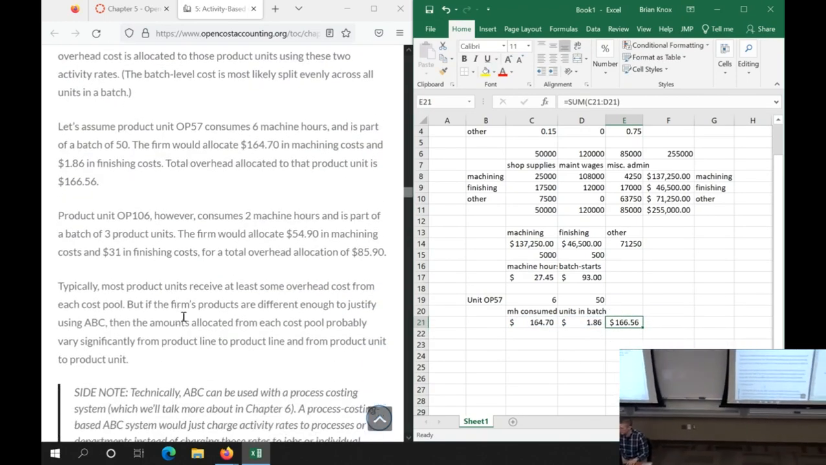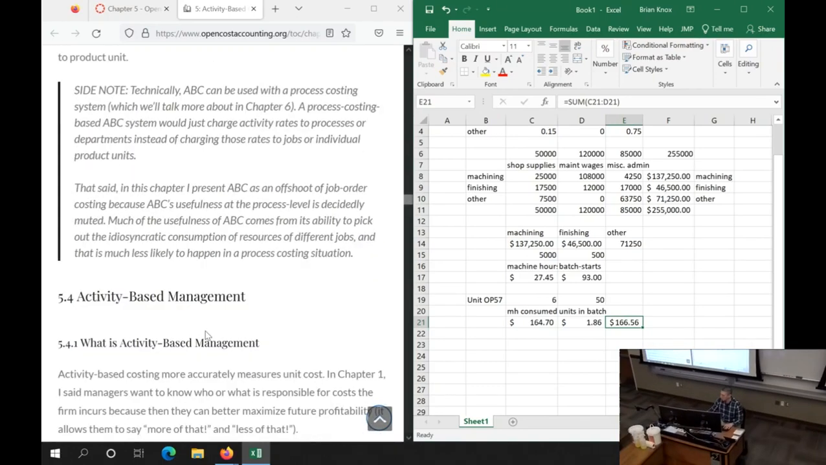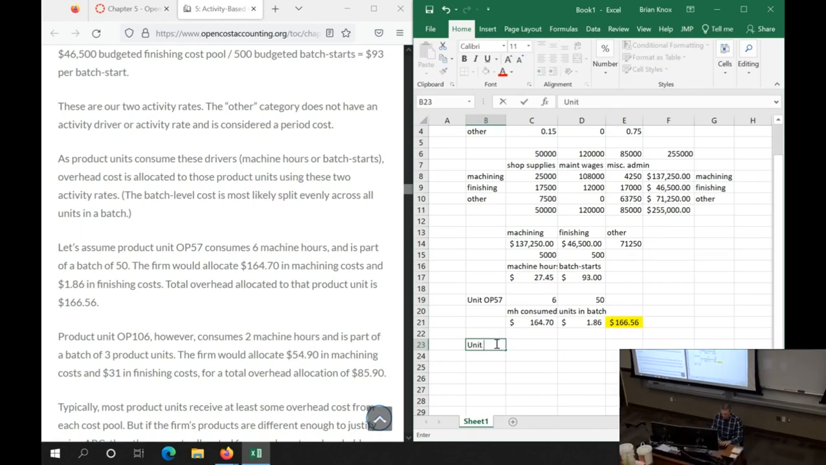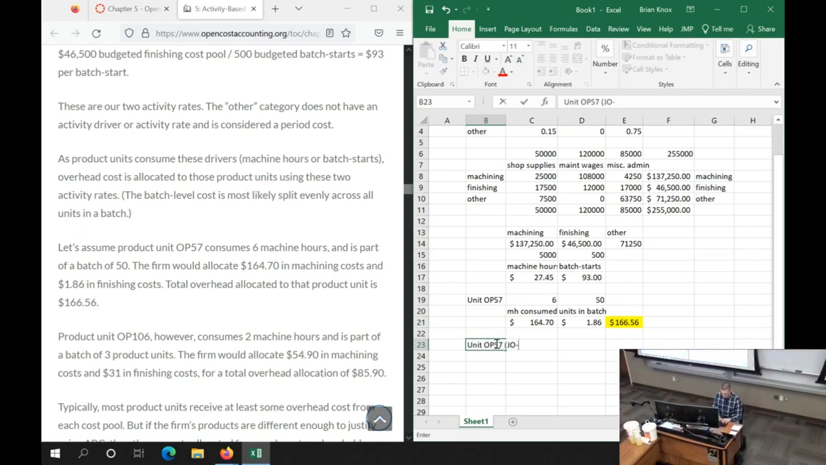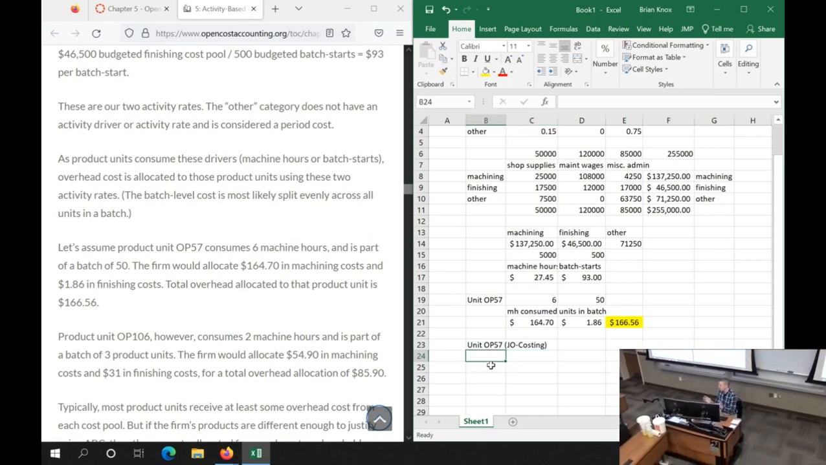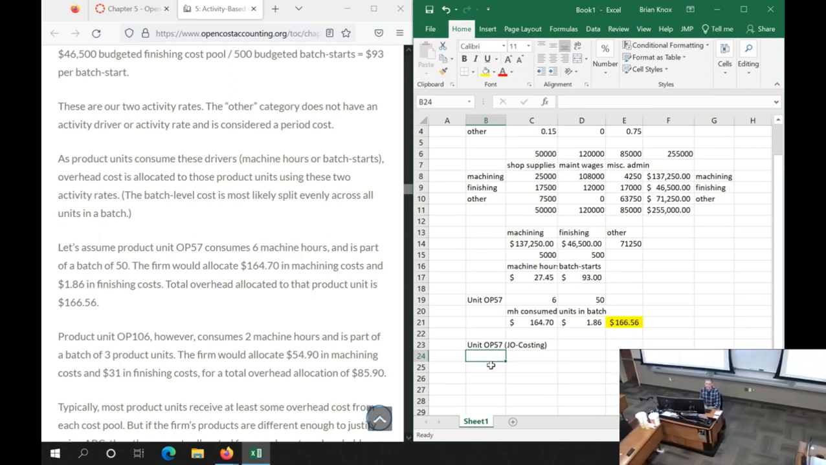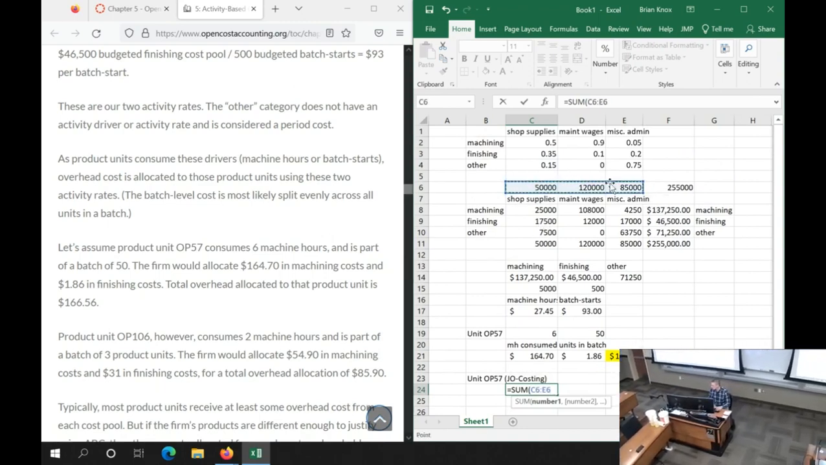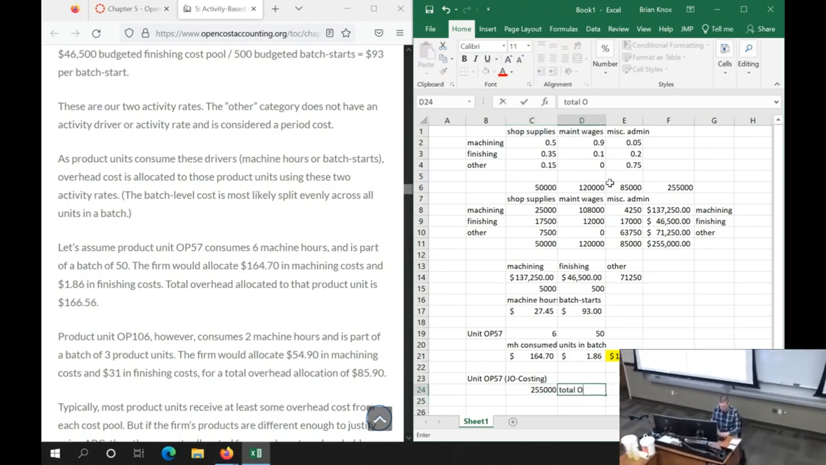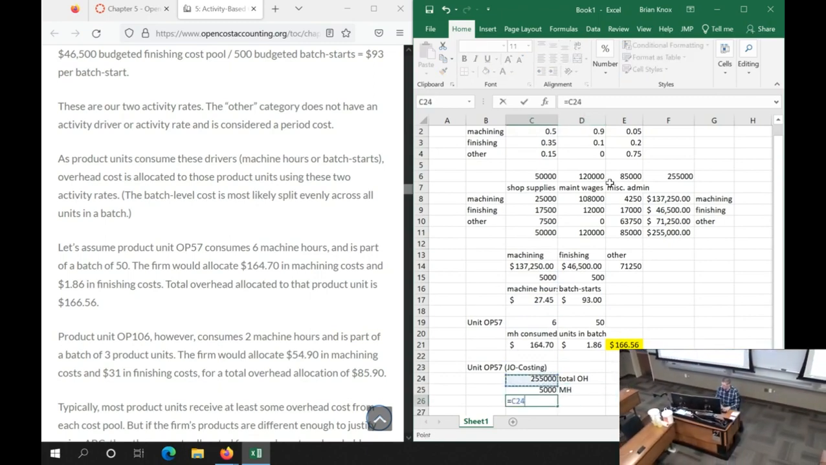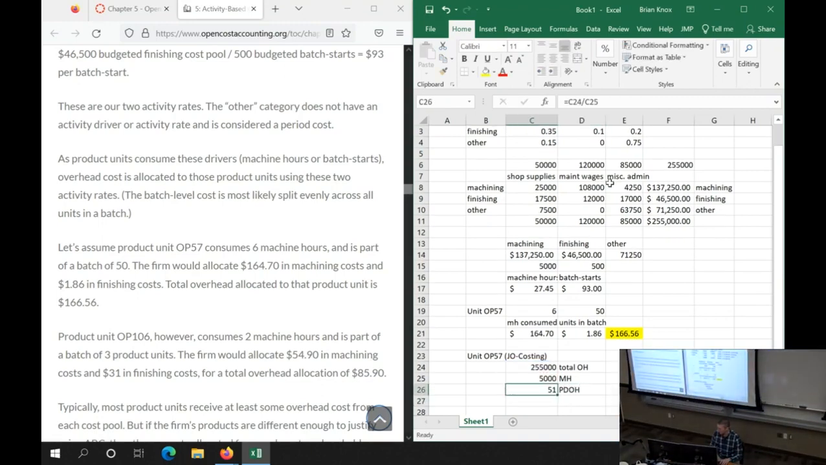Now let's contrast that. Let's contrast what it gets charged, this amount right here, $166.56, versus unit OP57 under job order costing. So let's say, for example, we decided, you know what? We think all our overhead costs are simply driven by machine hours. So let's take all our overhead costs. We're expecting 5,000 machine hours. So we develop a predetermined overhead rate of $51 per machine hour.